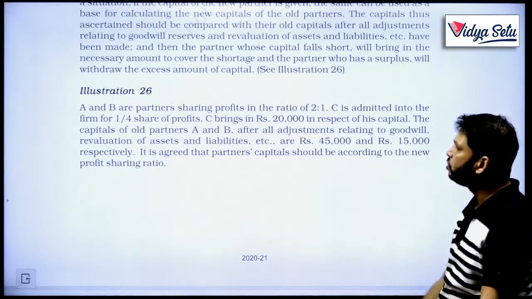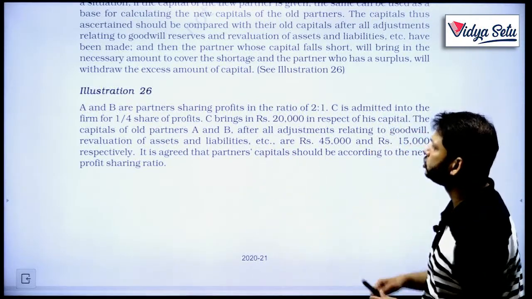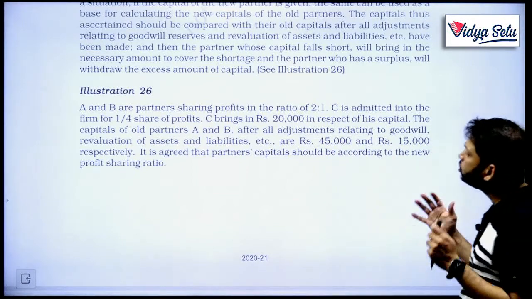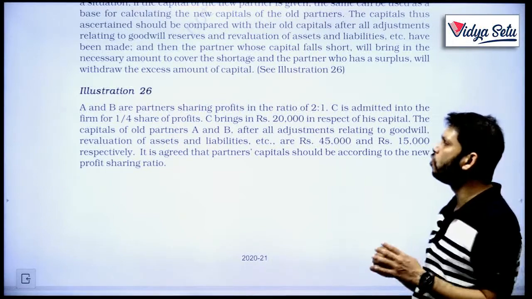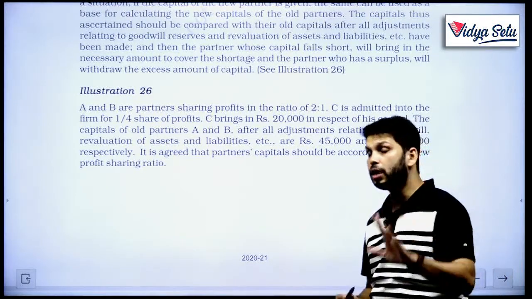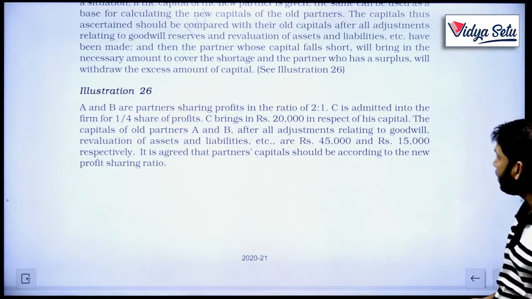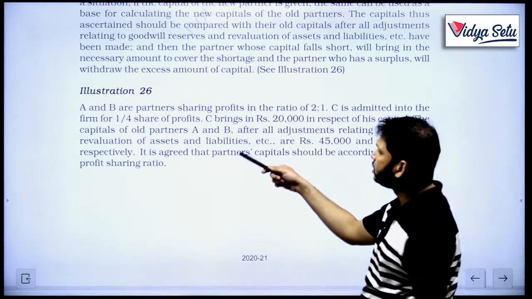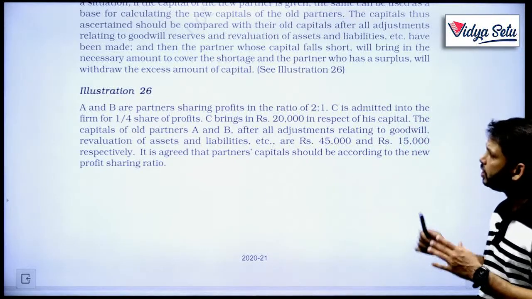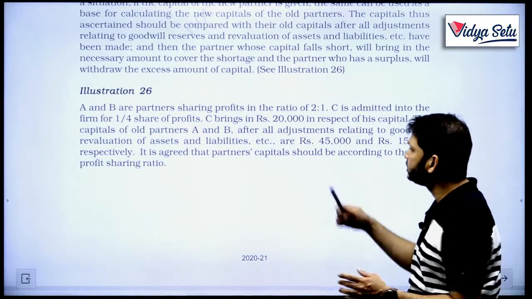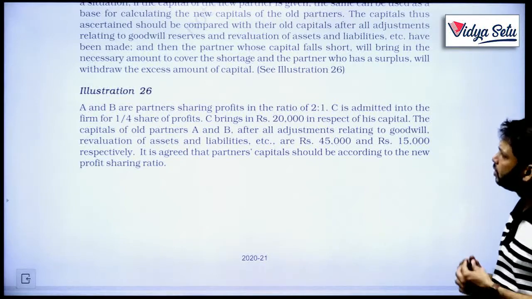Now be very careful when we are studying this illustration. Important one: A and B are partners sharing profits in the ratio of 2:1. C is admitted to the firm for 1/4 share of profit. How much? 1/4. C brings in 20,000 in respect of his capital. The capitals of old partners A and B after all adjustments relating to goodwill, revaluation of assets and liabilities, etc. are rupees 45,000 and rupees 15,000 respectively.